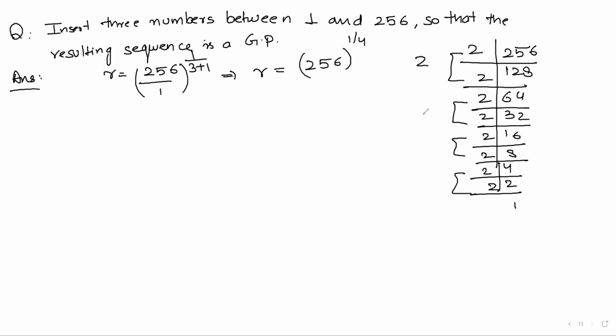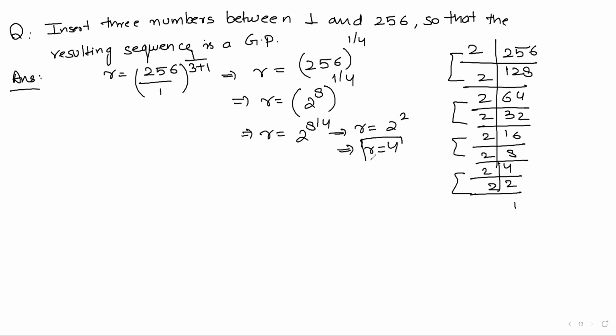So यहाँ से एक 2 लिया, and this is 2. Then from this 2. Sorry. So we will write this. R is equal to, this can be written as 1, 2, 3, 4, 5, 6, 7, 8. So 2 raised power 8, power 1 by 4. So this will give you R is equal to 2 raised power 8 by 4. R is equal to 2 square. So this will give us R is equal to 4. So R is equal to 4 is the answer.